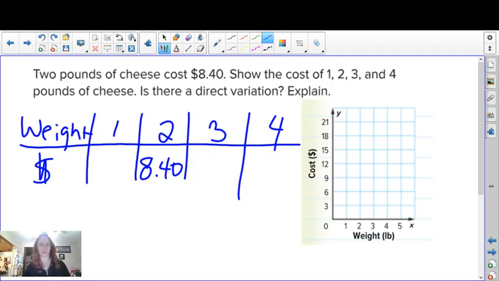Since that's the only thing I'm given, it's not saying it increases any amount, it just says 2 pounds is $8.40. So I'm going to go ahead and say that 1 pound is $4.20. Then, likewise, 3 pounds must be $12.60, and 4 pounds would have to be $16.80.